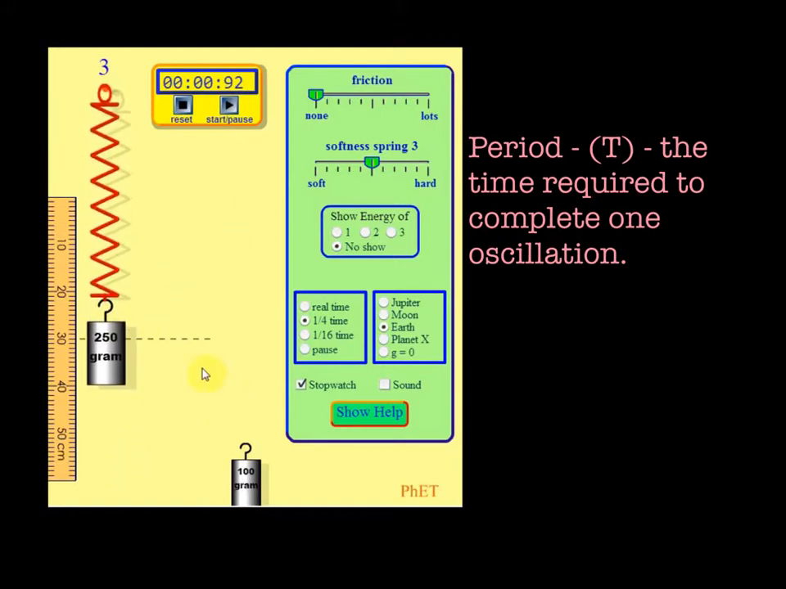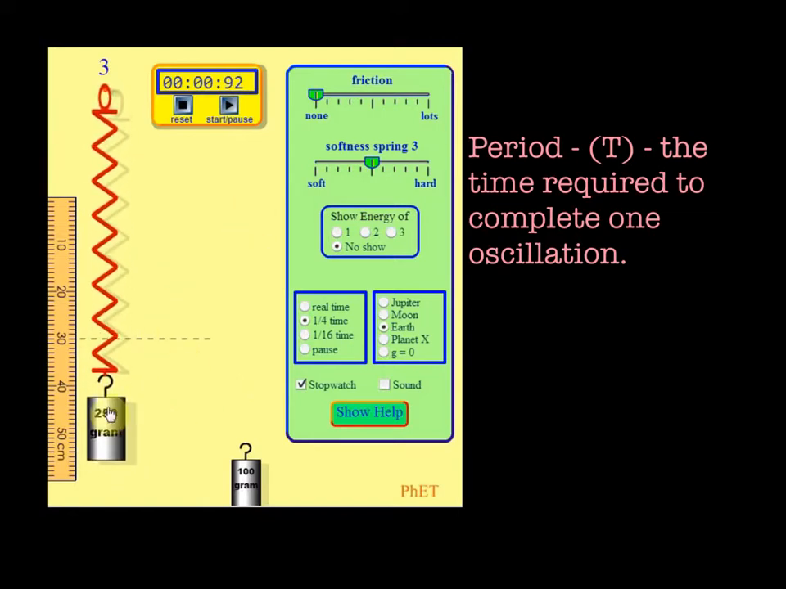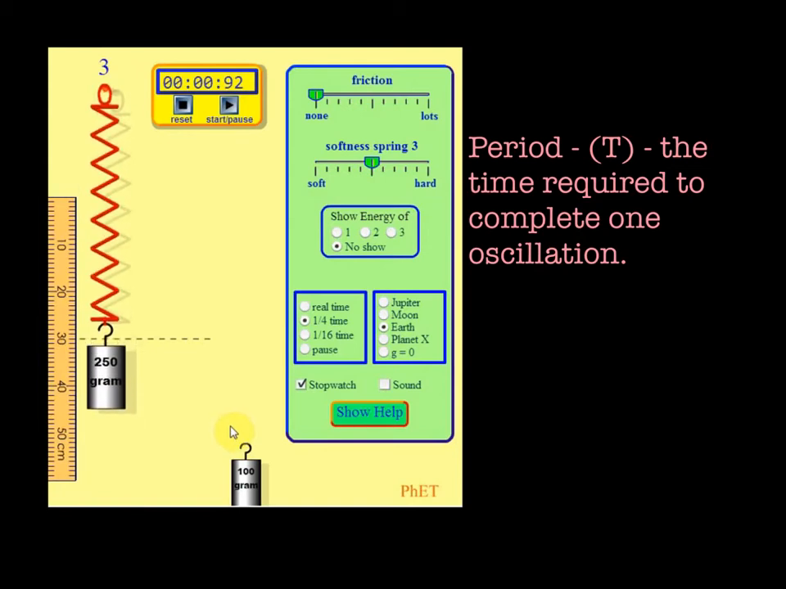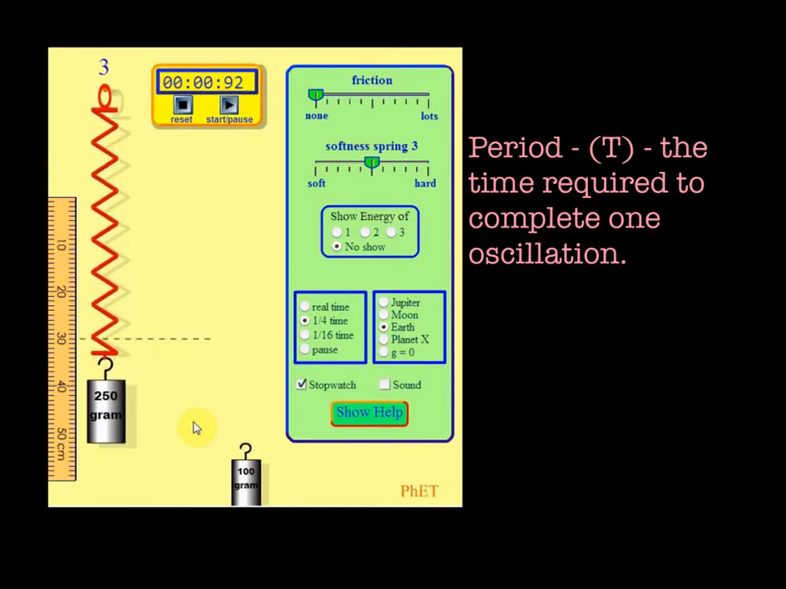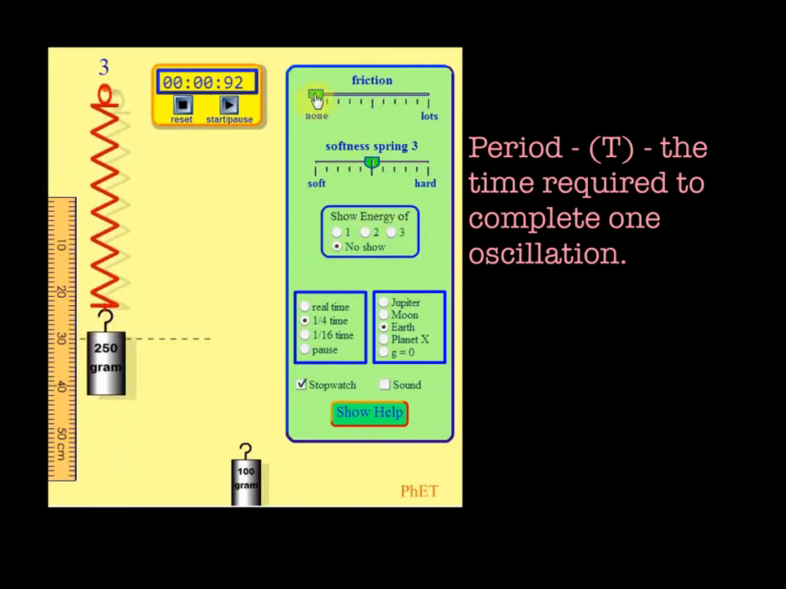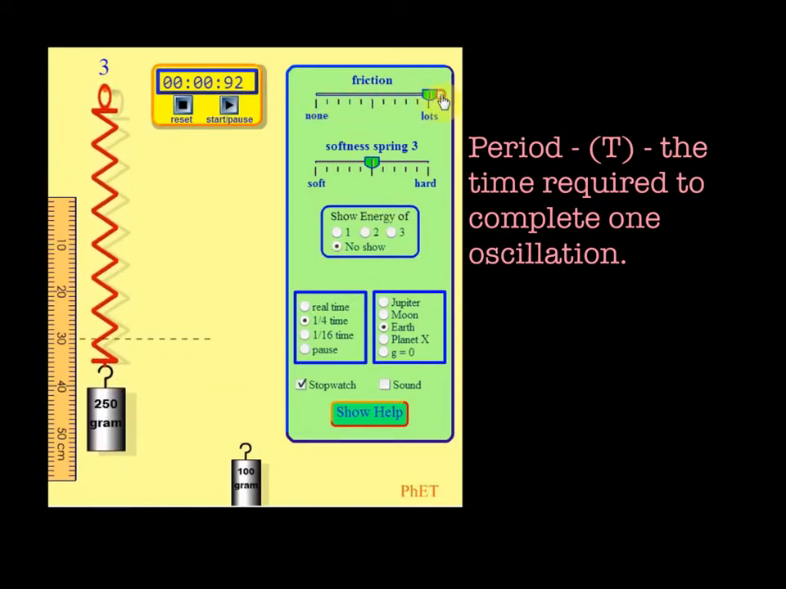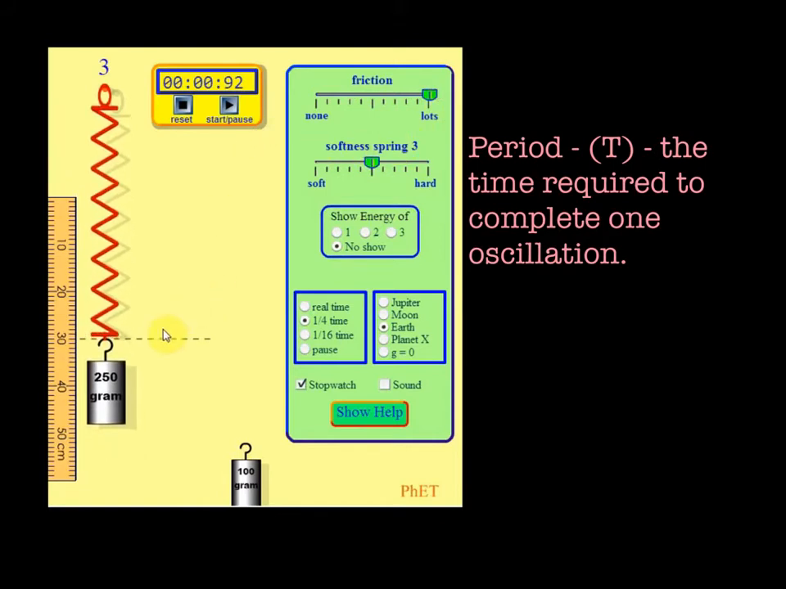So obviously the mass makes a big difference, and that should make sense because if I add mass, I am decreasing the acceleration. Yes, there's more force, but if I add mass, I'm increasing the inertia, and so it's going to make a much bigger difference, and so it's going to take longer.